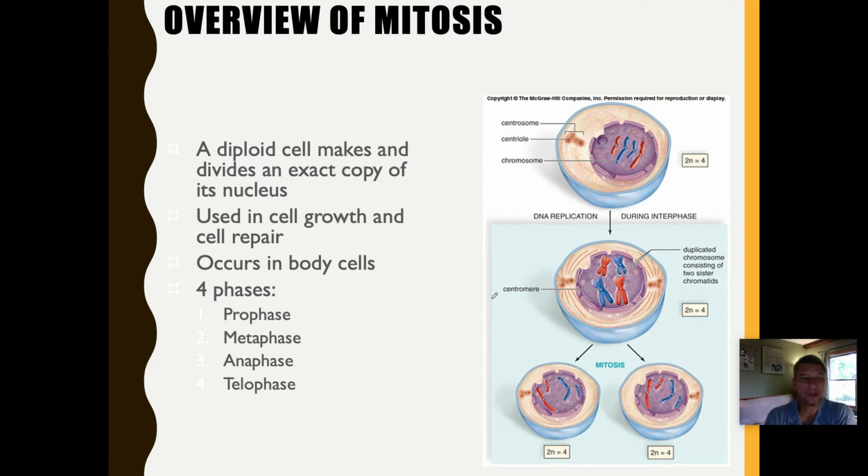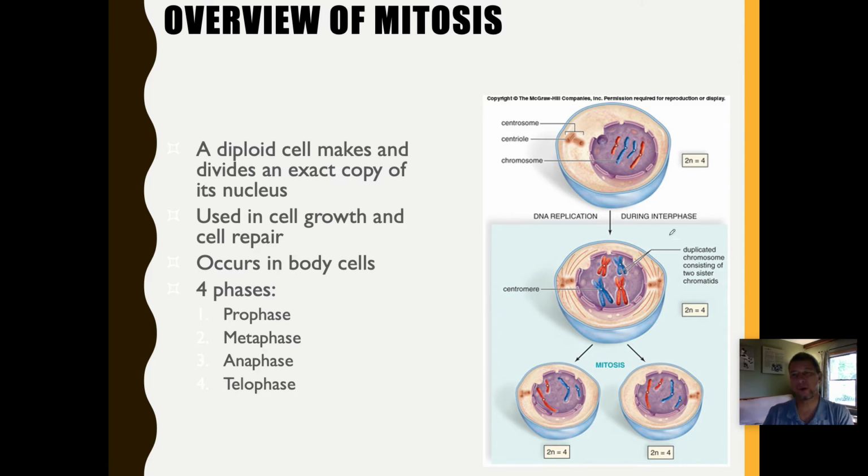Now, so what happens in mitosis? Well, essentially, the end of the story is that a diploid cell makes and divides an exact copy of its nucleus. All right. And so genetically, the two daughter cells are exactly the same as the parent cell, the original cell. And the purpose of mitosis is for cell growth and cell repair. All right. To add more cells to your body and to repair damaged cells. And maybe replace damaged cells.